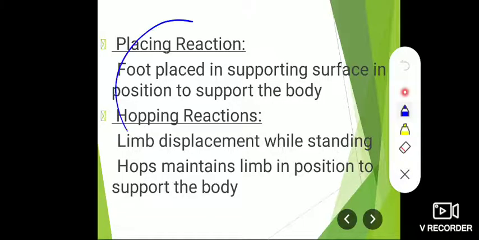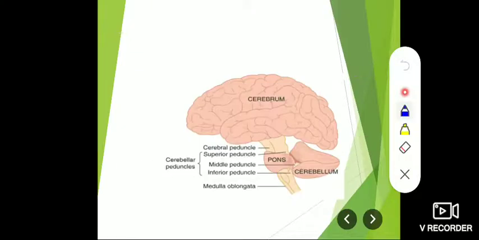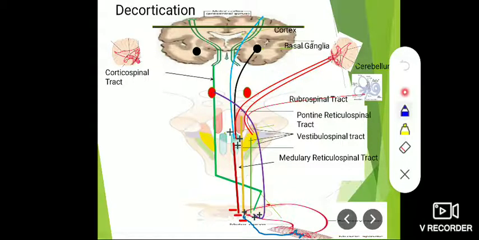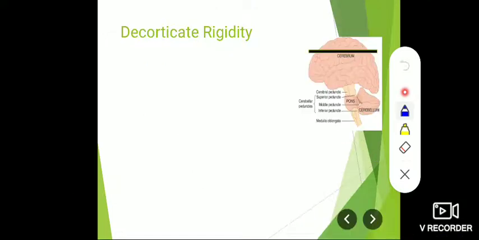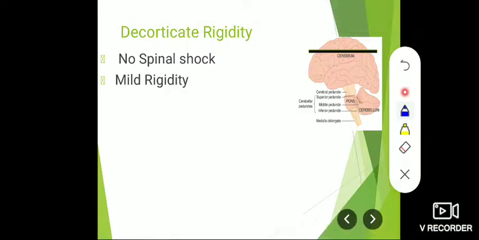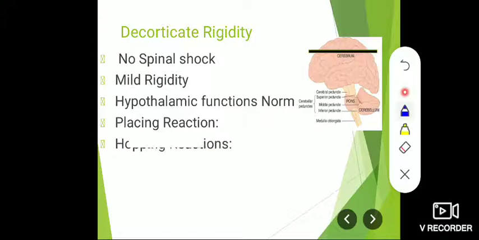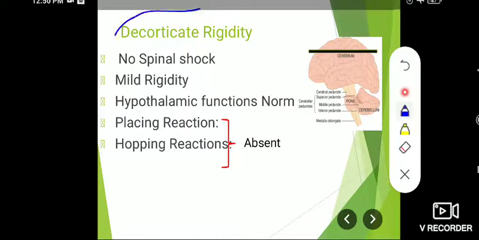These two are again absent in a decorticate animal. That means if you cut the cortex, in a decorticate animal, these two will be absent. So this animal will not show them. No spinal shock, rigidity is mild, hypothalamic function is normal, placing reaction and hopping reaction both are absent. That indicates that these are integrated at the level of the cortex.